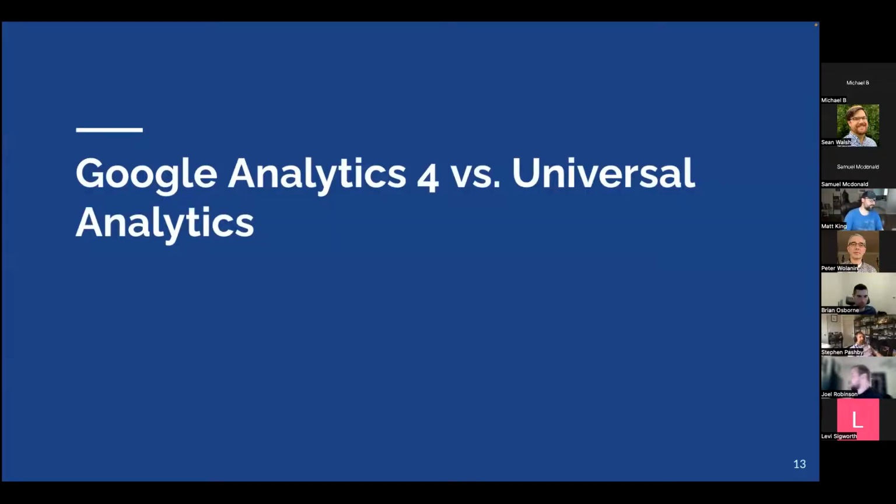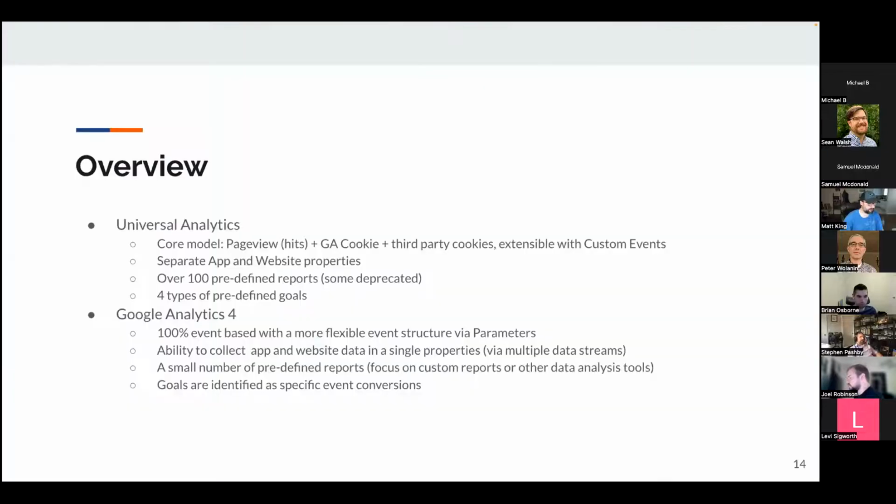So what are the differences between GA4 and Universal Analytics? As an overview, Universal Analytics has a core model of page views, which are hits. Then there's a Google cookie that's dropped that's used to determine session information. And then there are third-party cookies that are not dropped by Google, but reviewed by analytics to get some demographic information related to users and help with some of the ad targeting and things of that nature. And it's extensible with custom events.